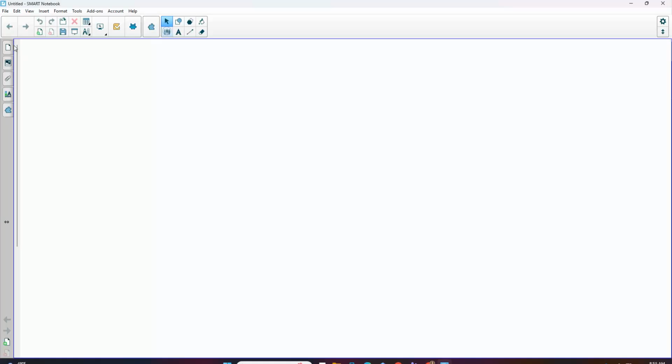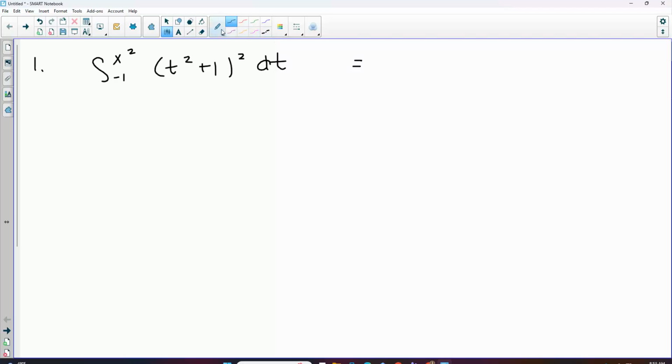Number one tells us to use the fundamental theorem of calculus to find the derivative of this integral. So you have two options. You could actually find the antiderivative and then do the derivative, or we could remember that in the fundamental theorem, as long as it goes from a number up to a variable expression, all that's going to happen is our t will get replaced with this. So my t squared will become x squared squared, so x to the fourth.